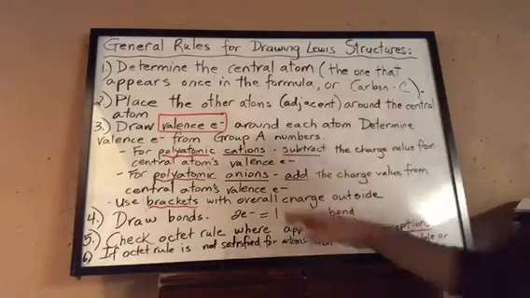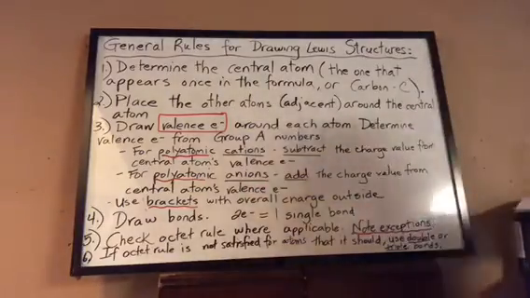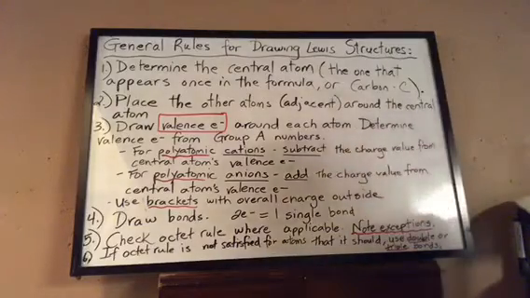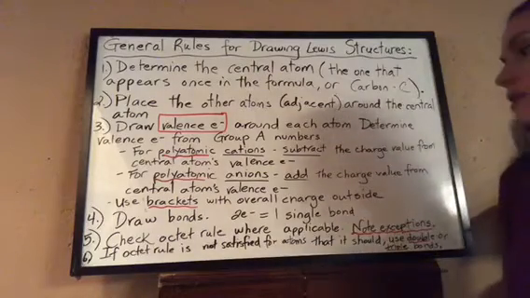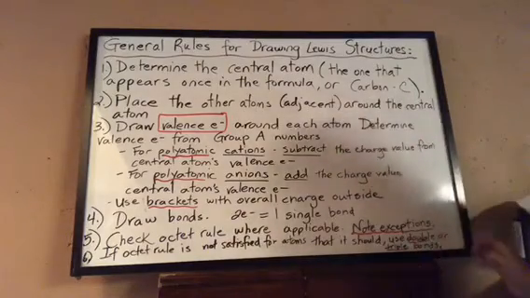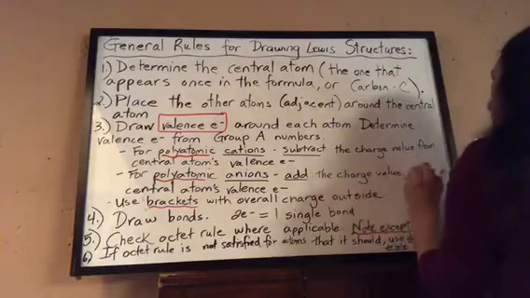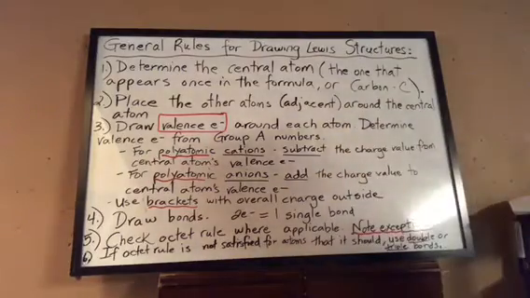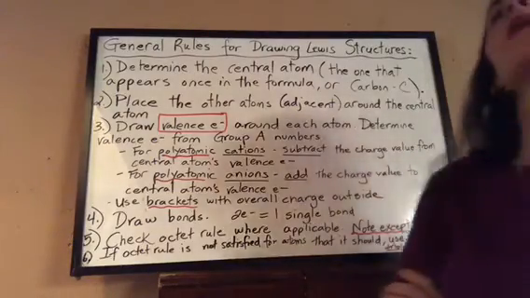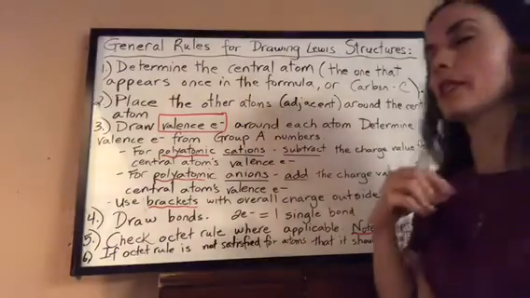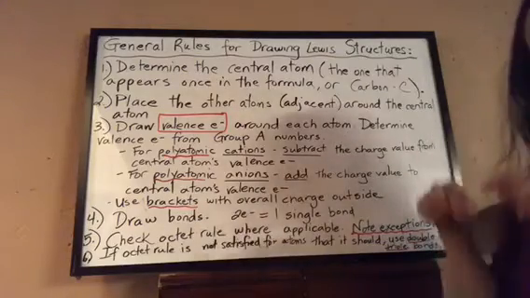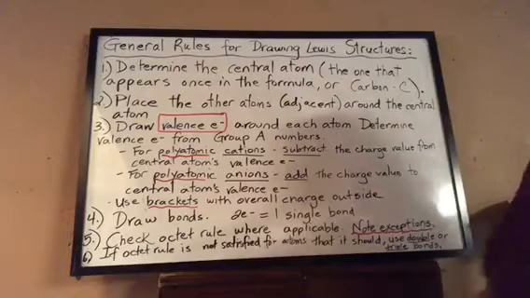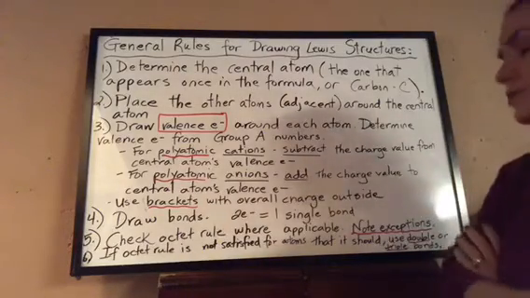For polyatomic anions, there are many polyatomic anions. Anions gain electrons. So if we are drawing the Lewis structure for a polyatomic anion, we will add the charge value to the central atom's valence electrons. So if we have a polyatomic anion that has a charge of minus two, then we would add two electrons to the central atom's count. Right, and we're going to see these in examples. When you have a polyatomic ion, you would use a square bracket, and the overall charge of that polyatomic ion outside in the top right-hand corner, which we are going to see.